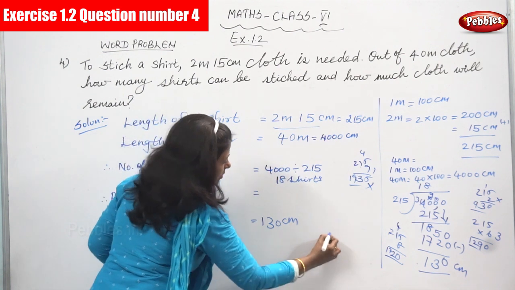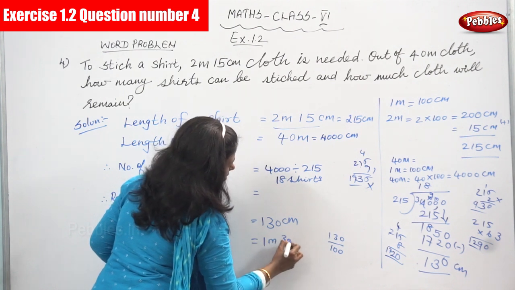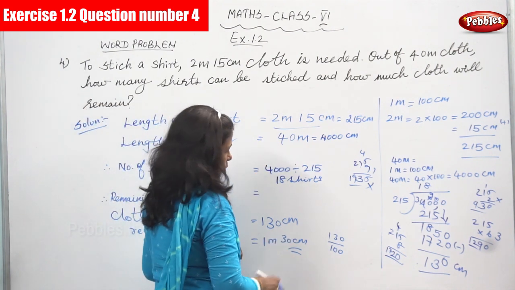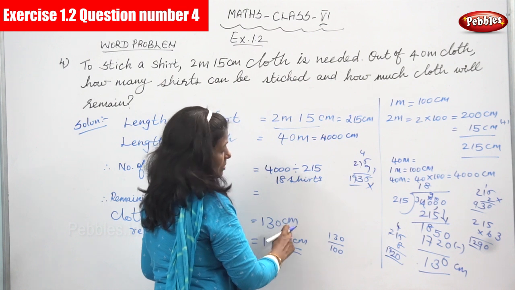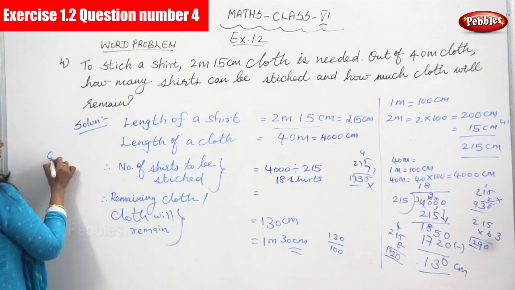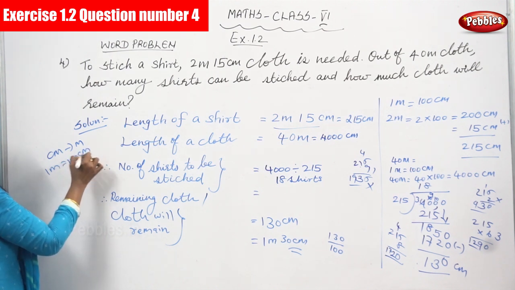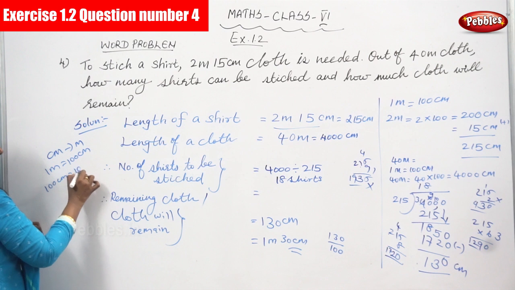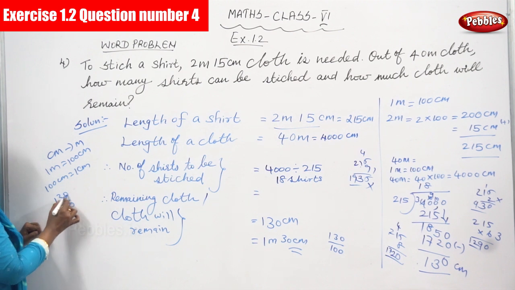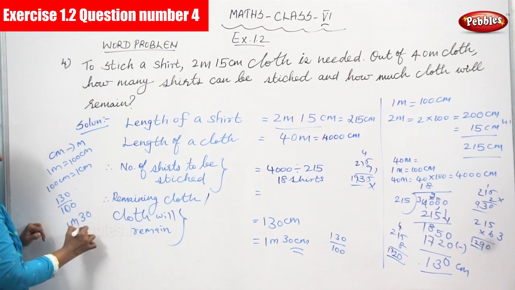So 130 divided by 100, what do you get? That is 1 meter and 30 centimeter, because this comes under meter and centimeter. I already told you 130 centimeter. This centimeter is converted into meter, because I have already told you 1 meter is equal to what? 100 centimeter. Now 100 centimeter is equal to what? 1 meter. So 130 divided by 100 means you can get what? These two zeros. So you have to take down the last two digits. So that means 1 meter and 30 centimeter.